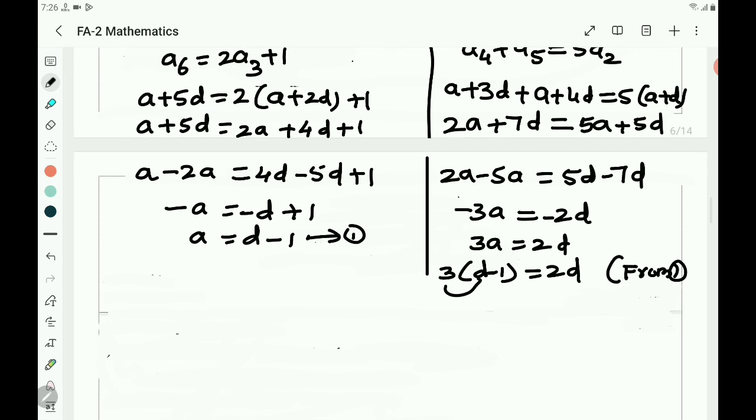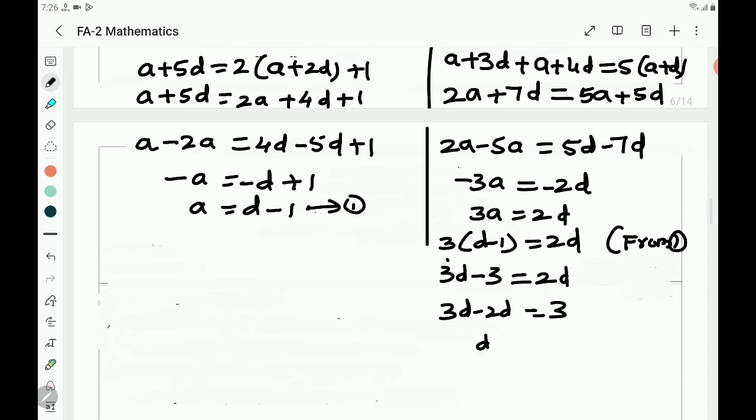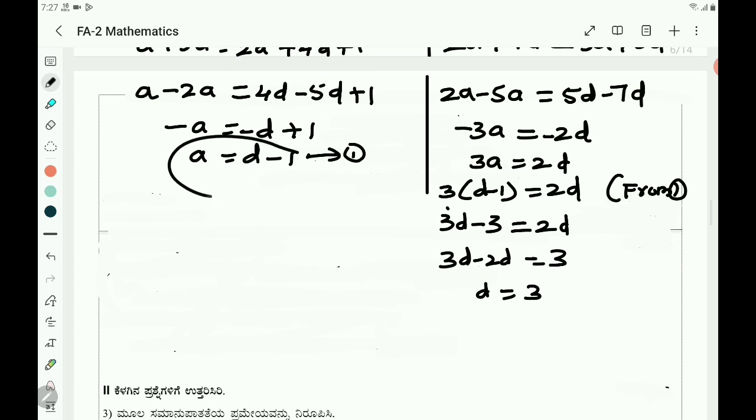So you write from the first. Then you multiply D minus 1 by 3. 3 into D is 3D, 3 into minus 1 is minus 3, equals 2D. Then you transfer minus 3 to the RHS and 2D to the LHS. Then it becomes 3D minus 2D equals 3. 3D minus 2D is D, so D equals 3 you got. Here A equals D minus 1 is there, and here you got the value of D.